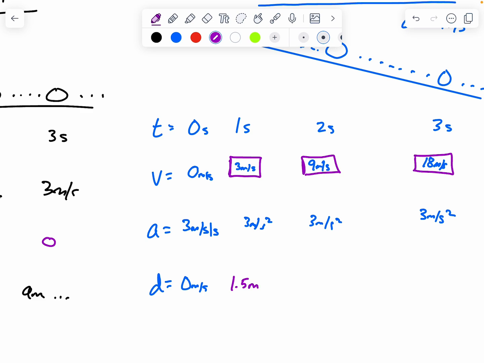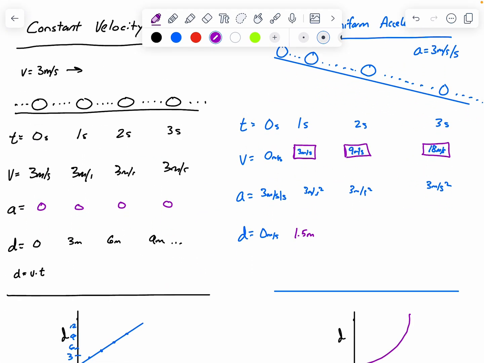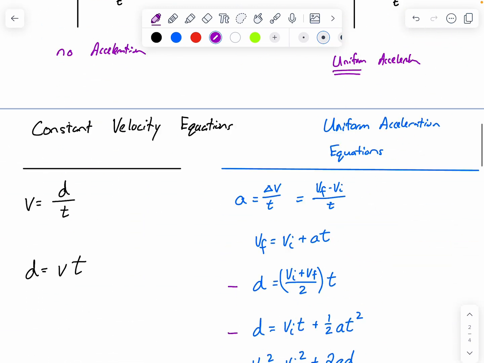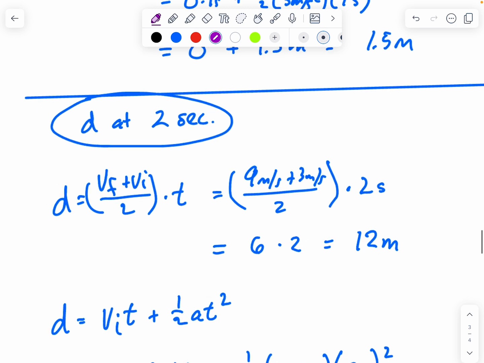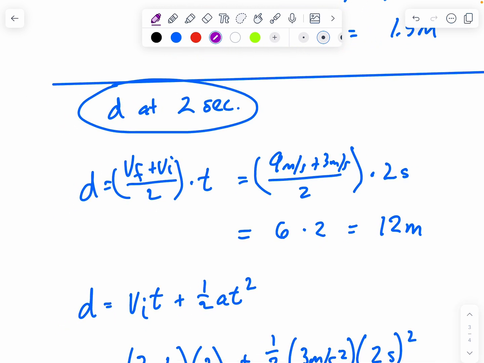All right. Well, what about 2 seconds? If it maintains that acceleration, how far will it have traveled after 2 seconds? Well, we're going to use the same kind of idea, right? I'm going to plug in the velocity after 2 seconds, which was 9, plus the velocity at the start, which was 3, divided by 2, gives me my average. That times 2 is going to give me 12 meters.